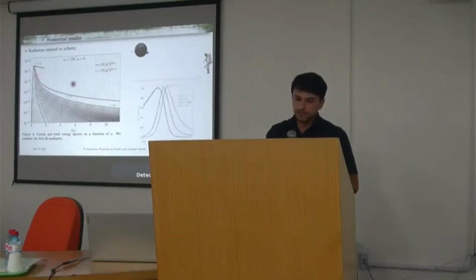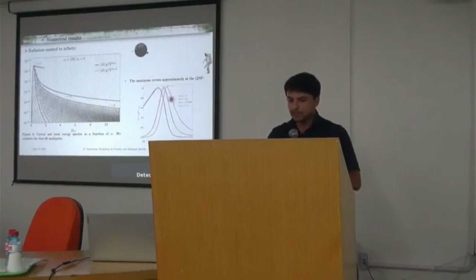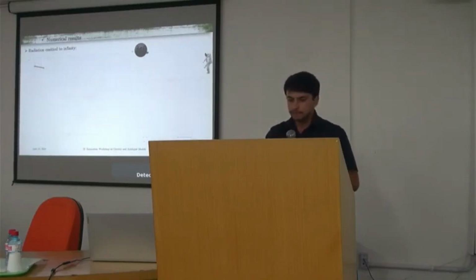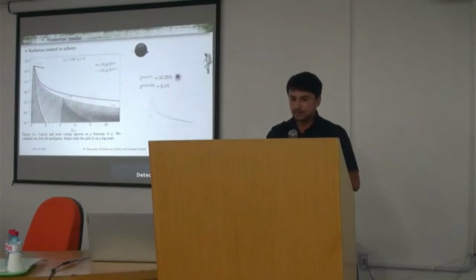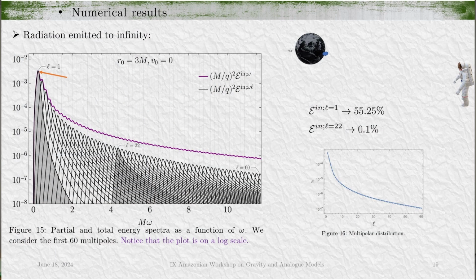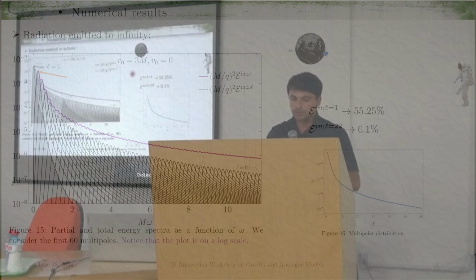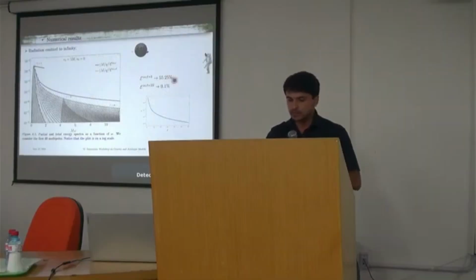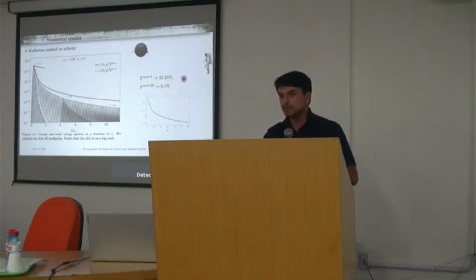As a general rule of thumb, the spectrum shifts around the quasi-normal frequency of the black hole as we go to smaller values of the initial position. We can now investigate the multipolar distribution of this radiation. It is mostly of dipolar origin, as before, and this dipolar contribution increases as we increase the initial position of the charge.